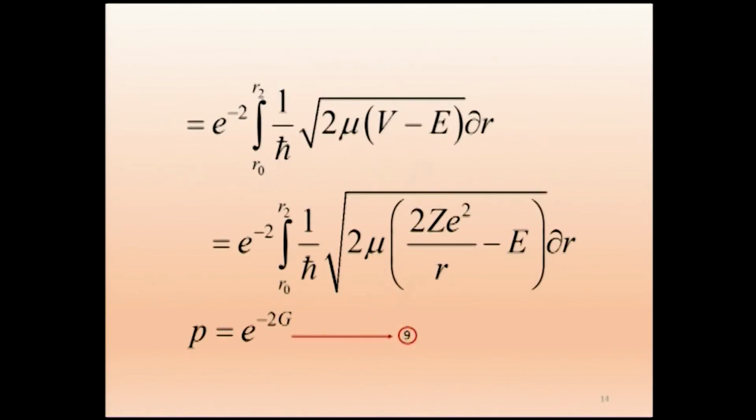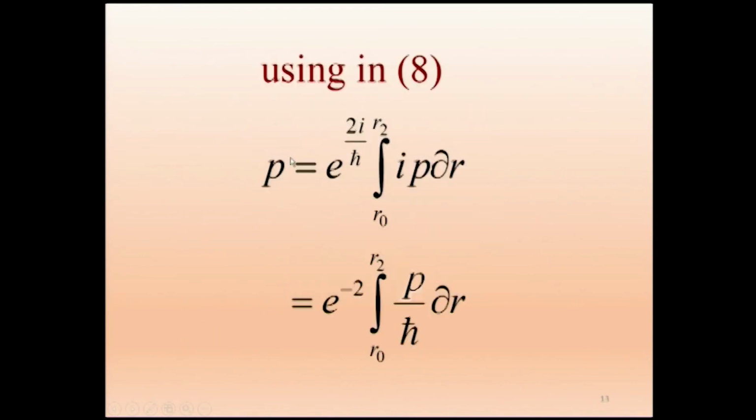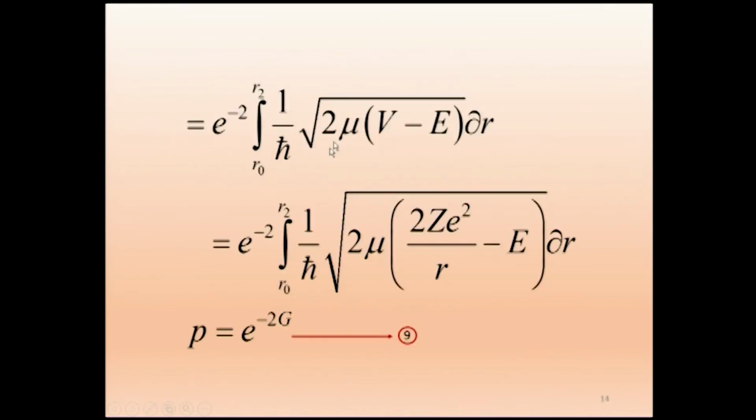Now going further, this one minus 2 R0 to R2 1 by H cross. See what I got here. In the place of P, I have to substitute the P value. P is equal to square root of 2 mu, we get that. So that part we will substitute here. So e power minus 2 1 by H cross, instead of P we are writing square root of 2 mu V minus E dr or dou R we write.